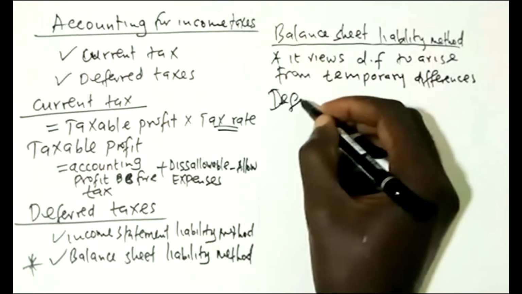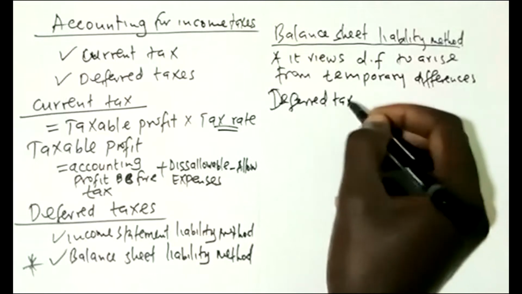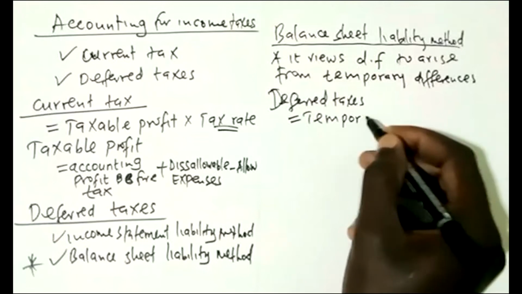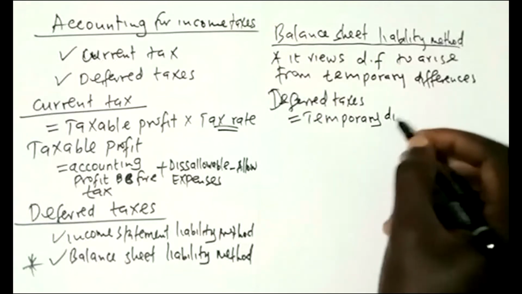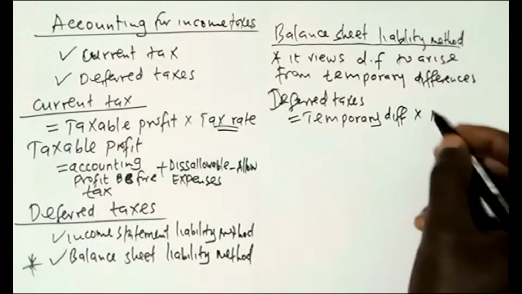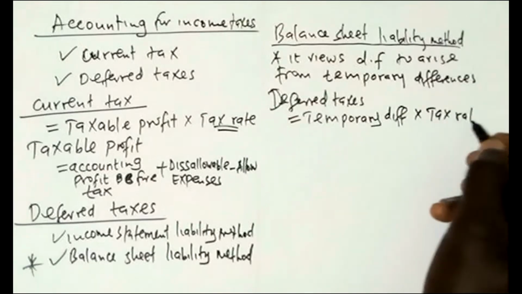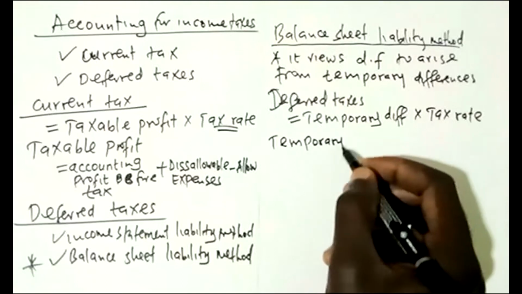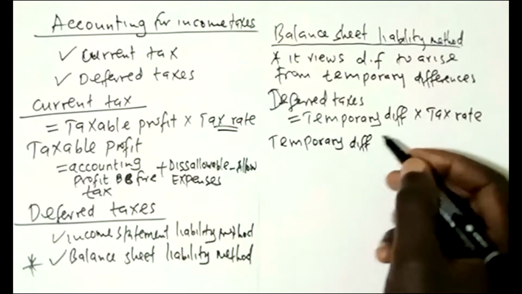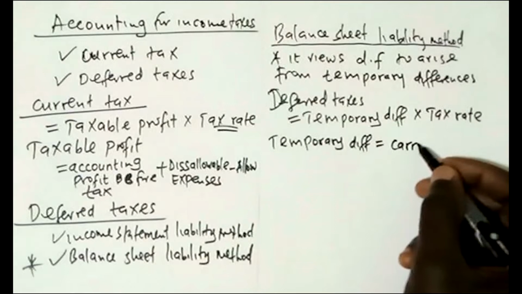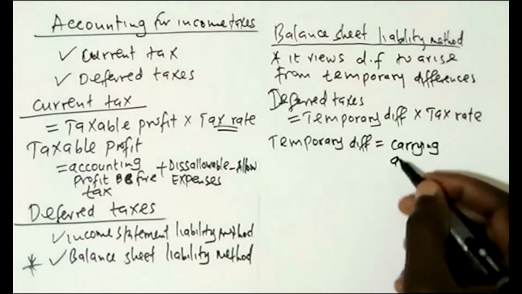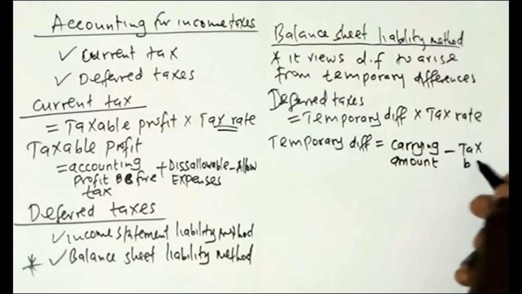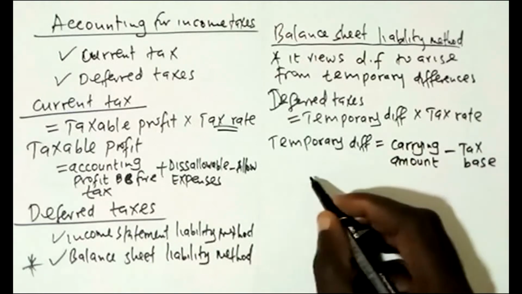Now, how do you arrive at the deferred tax? The deferred tax will be the temporary difference times the tax rate. How do you get the temporary difference? You say carrying amount minus the tax base.